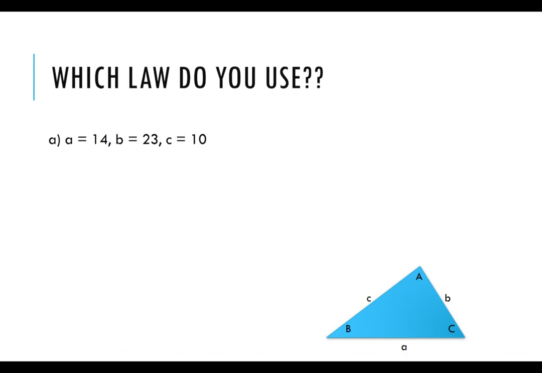Alright, real quick, let's run through which laws we use for each specific situation. So let's say that we're told A is equal to 14, B is equal to 23, C is equal to 10. So let's identify what type of triangle we have here. Well, recognize that we have a side-side-side triangle. Because we have a side-side-side triangle, we're going to start with what? Well, we're going to at least start with the law of cosines.